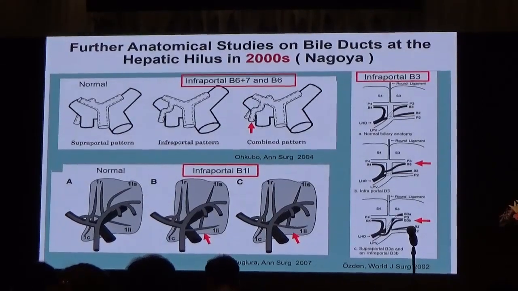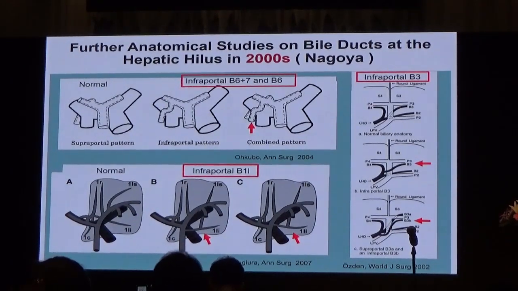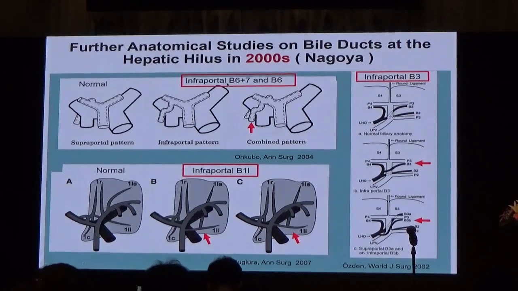We have published very strange anomalies or variations of biliary structure at the hepatic hilus. This is a very common, not so rare, biliary variation of the infraportal right posterior sectional duct. The frequency of this variation is less than 10%, not so rare. Anyway, infraportal variation of the right posterior sectional duct.